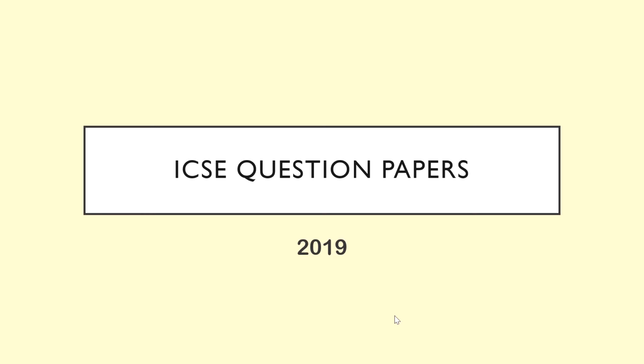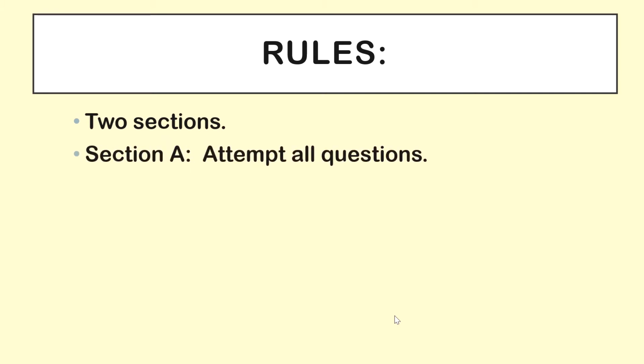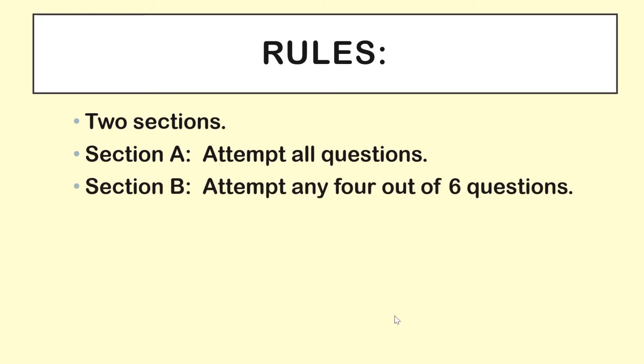So let's begin with the rules for the question paper. The rules are as such. First of all, it contains two sections. Section A, where you have to attempt all the questions, and Section B, where you have to attempt any 4 questions out of 6 questions. So time is 2 hours and marks is 100. So we'll start with Section A, question number 1 and question number 2.